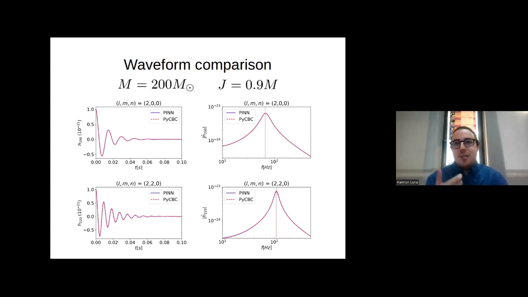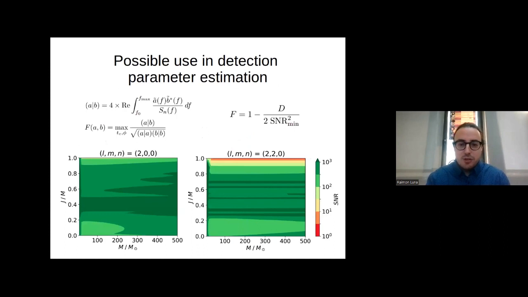So since our accuracy is not perfect, if the detector was good enough, it wouldn't be okay, right? Because we would be comparing with a template that's not perfect. So we wanted to know how good should the detector be in order to distinguish between the right waveform and the PINN prediction. Okay, so what we do is to use Fisher's criterion, which relates the match between two waveforms to the signal to noise ratio that you need to resolve between them.